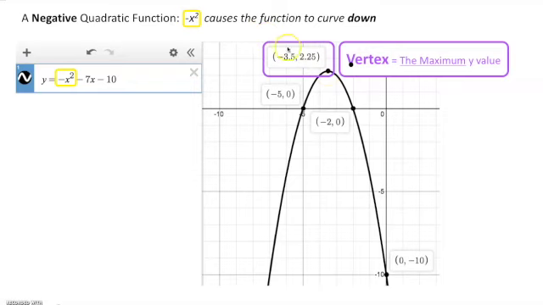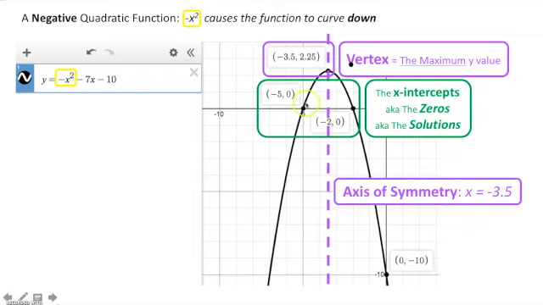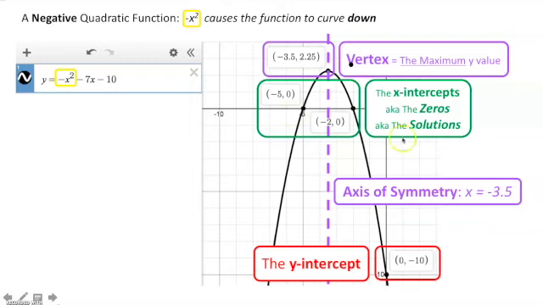In this case, the vertex is -3, 2.25. If I were to cut the graph in half, it would be at that -3.5 line, right? So the axis of symmetry is just x equals -3.5. And then our x-intercepts are just where the curve crosses the x-axis, right? The most important thing to know is that these can also just be called zeros or solutions. And then the y-intercept is just where it crosses the y-axis. So it crosses at -10. Standard form is going to show us that -10.